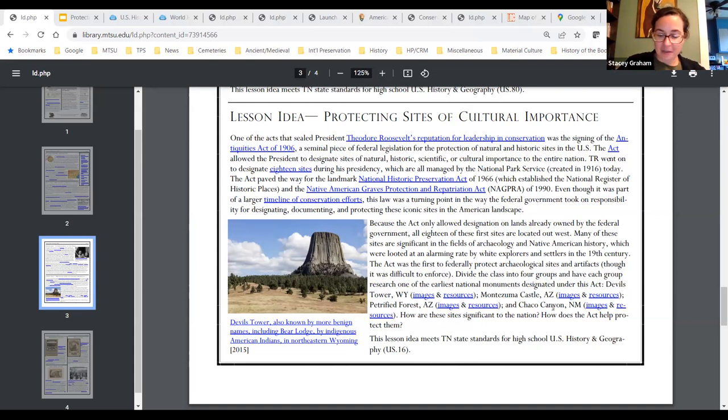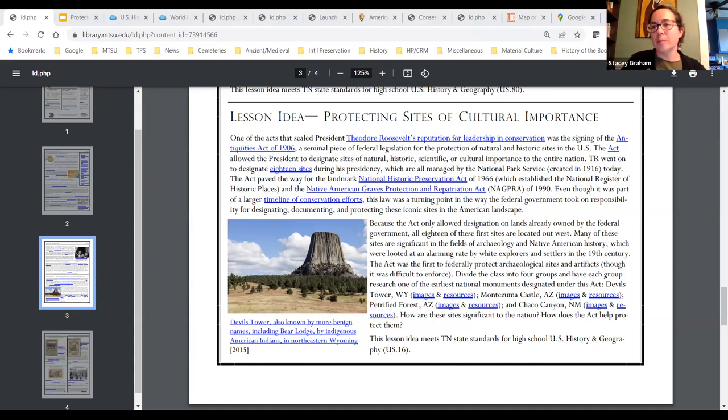It is the first federal historic preservation legislation. And sometimes picking a piece of legislation may seem really boring to students, but legislation has a power to really impact what can and cannot be done in our daily lives, as well as what the country can do in terms of creating things like national parks and national monuments.